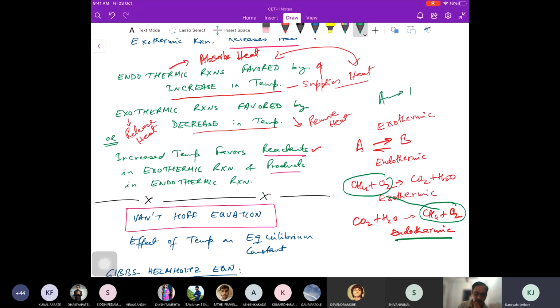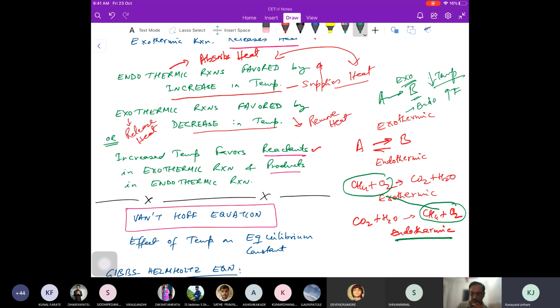Suppose this is A going to B, and I took this irreversible reaction. Suppose this is exothermic. That means I should operate at low temperature if I want to get product. If it is endothermic, then I should operate at high temperature.